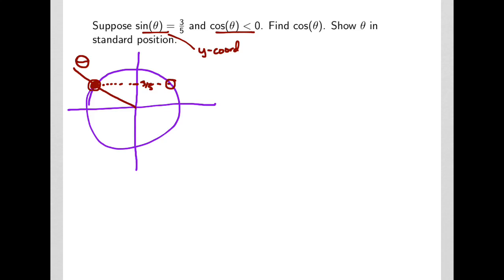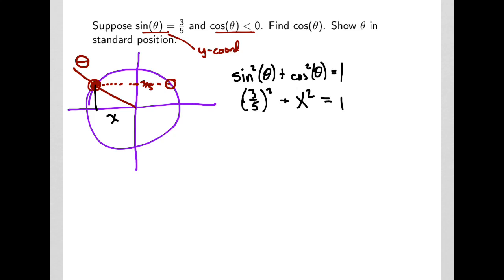To find the cosine of the angle, what we'll do is we'll use the Pythagorean identity. The sine squared plus the cosine squared of an angle is always equal to 1. And our sine was 3/5. And let me just emphasize, I'm not writing the sine of 3/5. This is the y-coordinate, theta is the angle. The sine of theta squared, 3/5 squared, plus the unknown, let's call it x squared, is equal to 1.